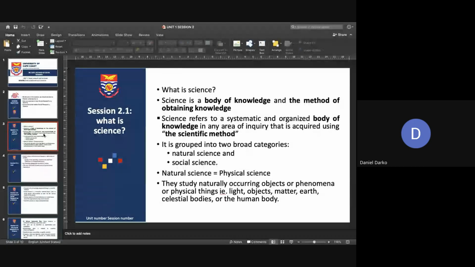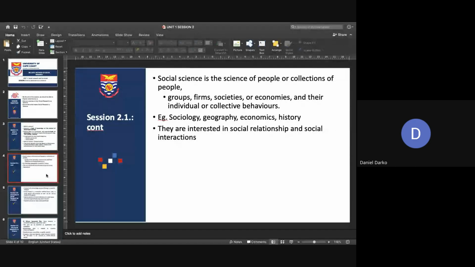Then they study natural objects. Natural scientists study natural objects or physical things: the light, the earth, matter, the human body, objects. They study physical things, things you can touch. Social science, on the other hand, is a science of people and a collection of people.